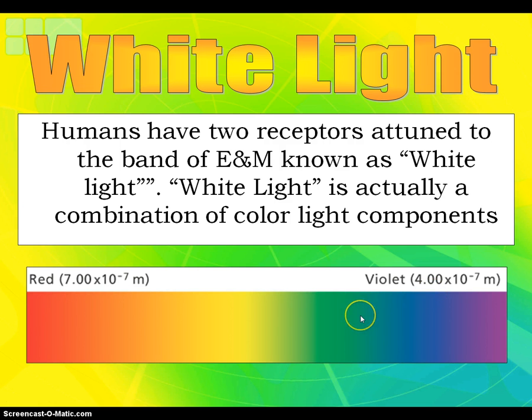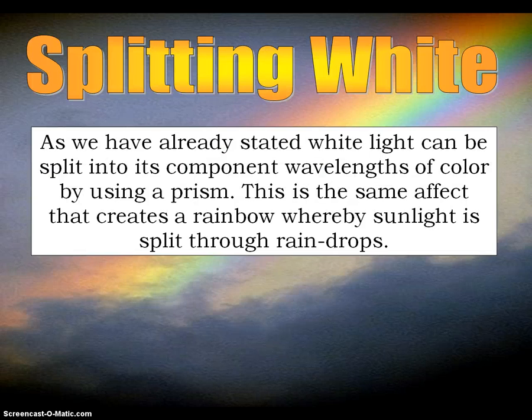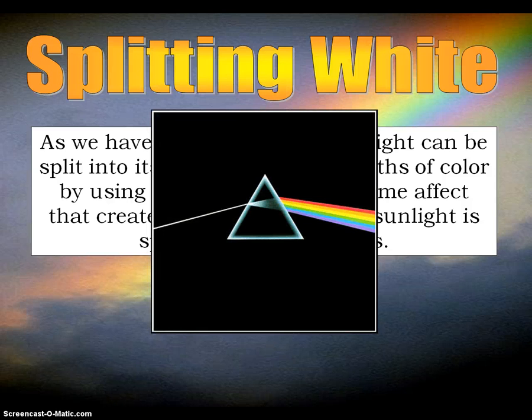And we can actually split white light by using a prism. When light travels through different mediums, it changes its speed and it bends a little bit, which we'll talk about in a later video, causing us to see the different colors of the rainbow. And that's how water droplets do this, or prisms do this.